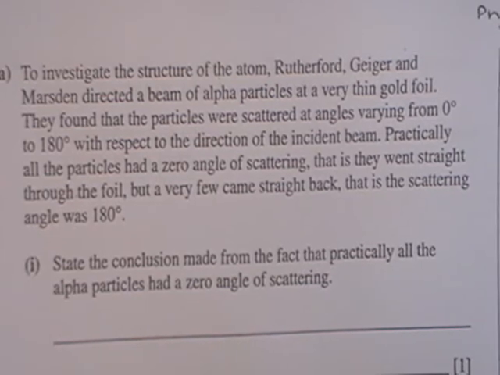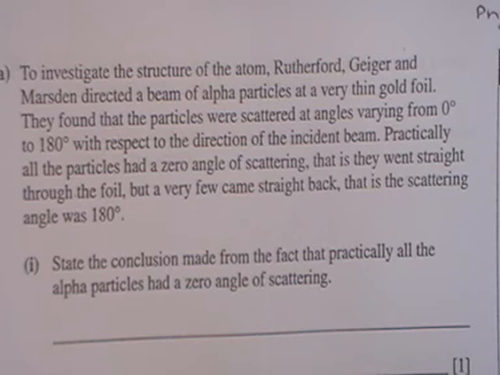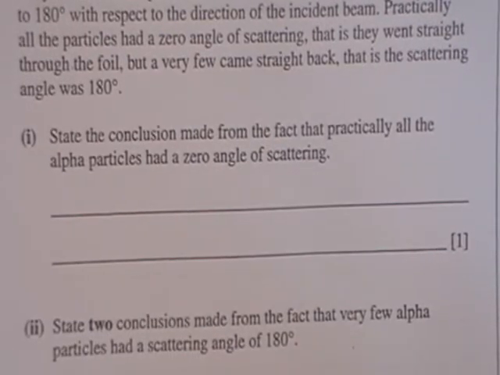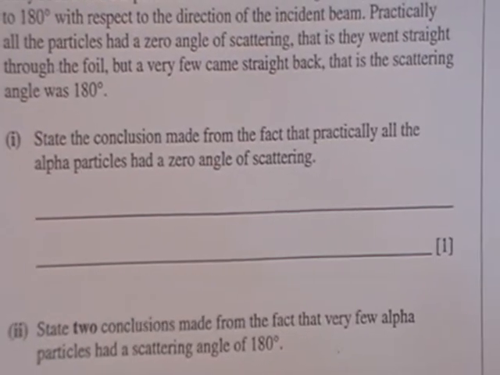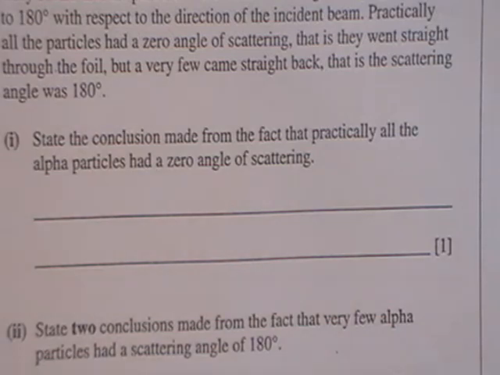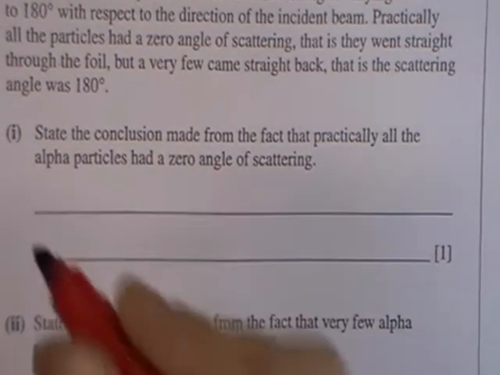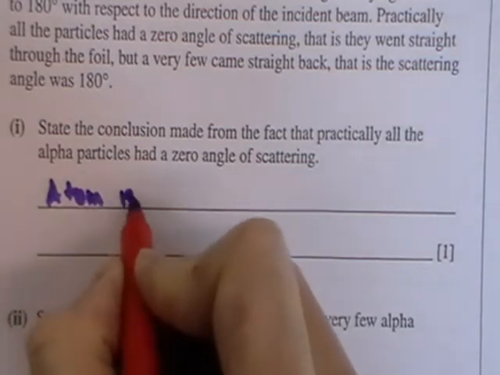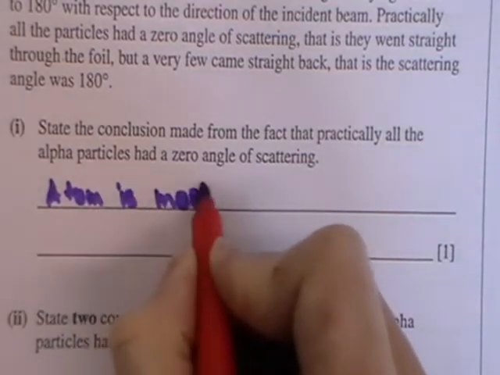Practically all the particles had a zero angle of scattering. That is, they went straight through the foil, but a very few came straight back. That is, the scattering angle was 180 degrees. State the conclusion made from the fact that practically all the alpha particles had a zero angle of scattering, and the conclusion is that the atom is mostly made up of empty space.